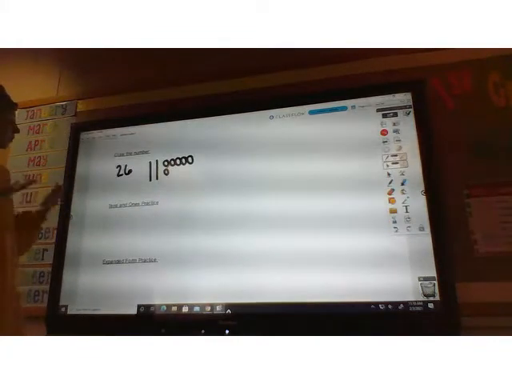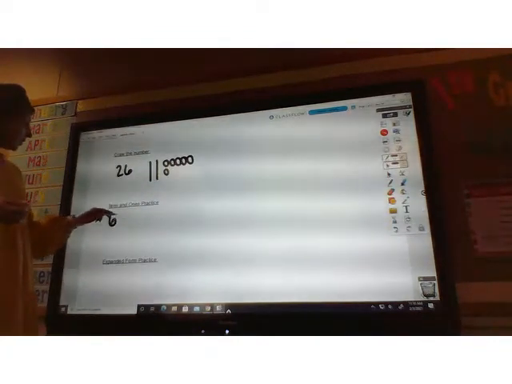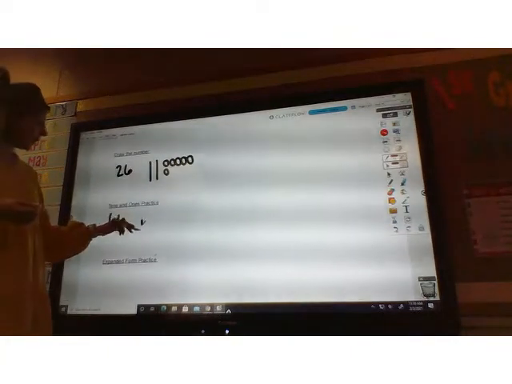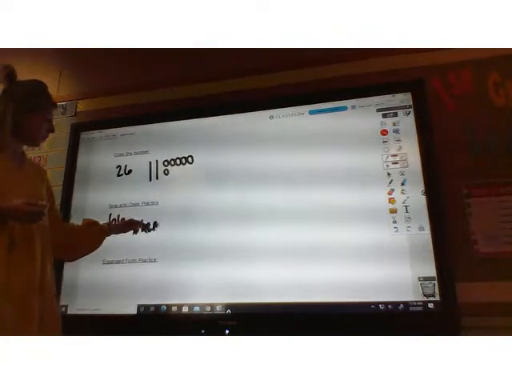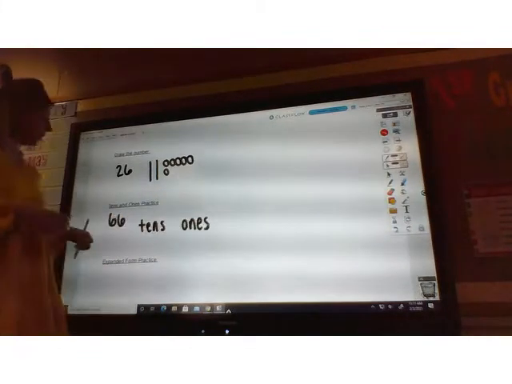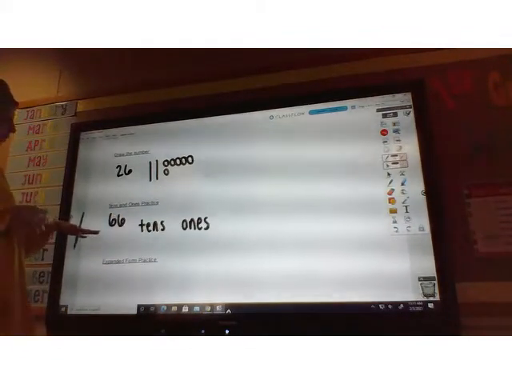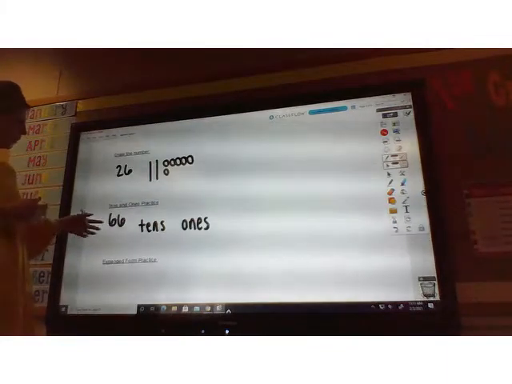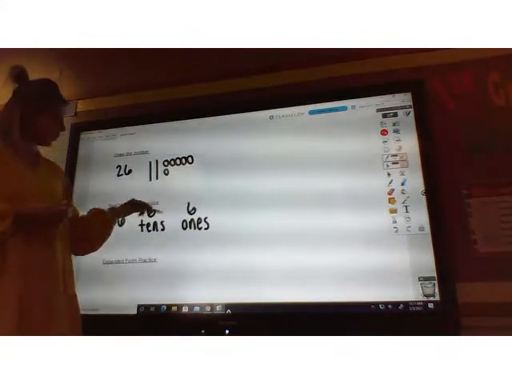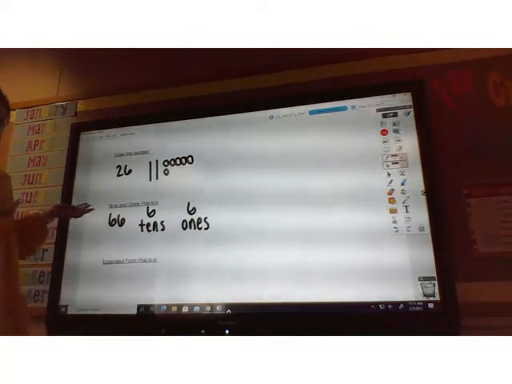Another thing you could do is give them a number like 66 and they have to say how many tens are in that number and how many ones are in that number. So now we're talking about how many 10 sticks would be in that number, and if they get stuck, they can draw it. So there would be 6 tens in that number, and there would also be 6 ones. So that's something you could do.